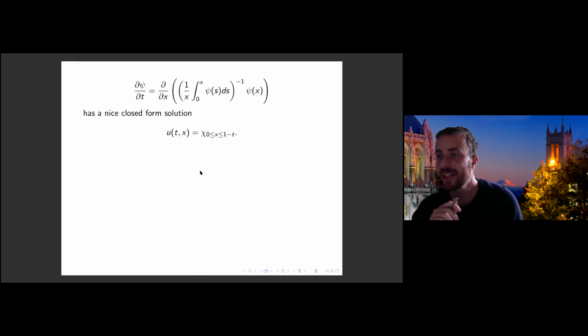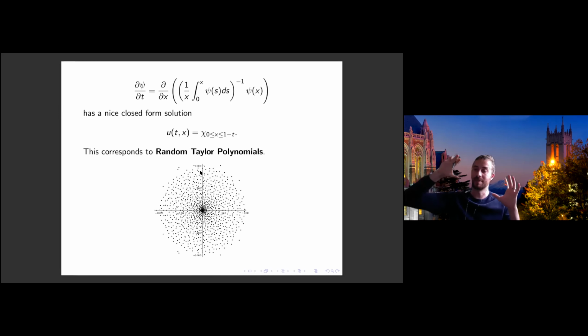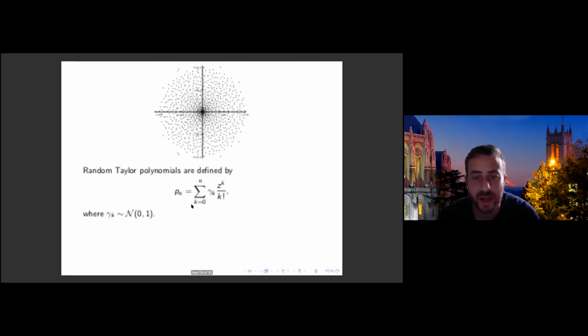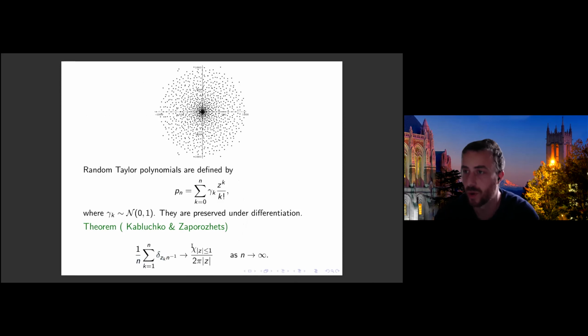This turns out to be meaningful in the polynomial context as well. It corresponds to random Taylor polynomials, which have exactly this density: constant in the radial part, so the density is like 1 over r in the complex plane. You just take a Taylor polynomial and put random Gaussians as coefficients. That's clearly a polynomial family that's preserved under differentiation: if I differentiate it t times n times, I get a polynomial from the same family. And it turns out there's a limiting distribution for the density of the roots, with a 1 over r singularity, and that's exactly why everything works out.